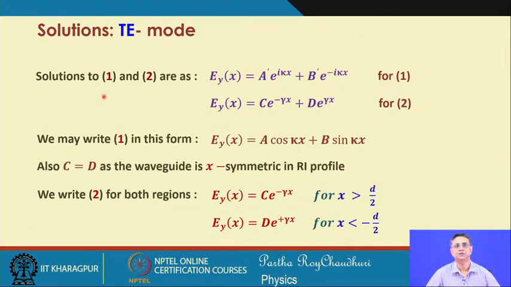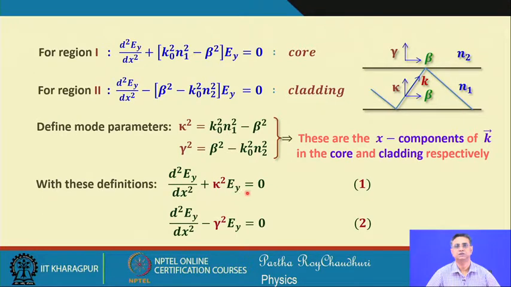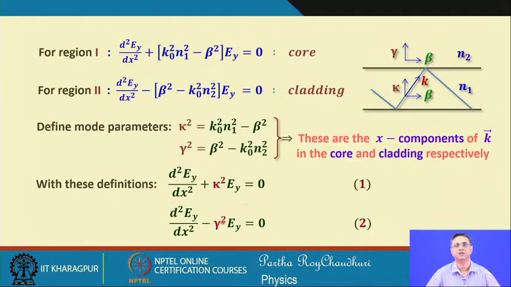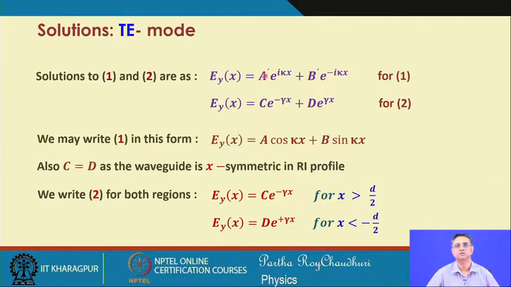So, the solution to equation 1 is very well known, and it appears very frequently in physics. This equation will give you an oscillatory solution for U y, which can be written as a dash e to the power of i k x plus b dash e to the power of minus i k x. I use dash because we can simplify this using some different constants. And for the cladding region, this equation will give you an exponentially decaying solution, because you have a minus here. This equation is also very well known in physics. So, these two equations put together will give me the complete field solutions in the core and cladding of the symmetric refractive index dielectric waveguide.